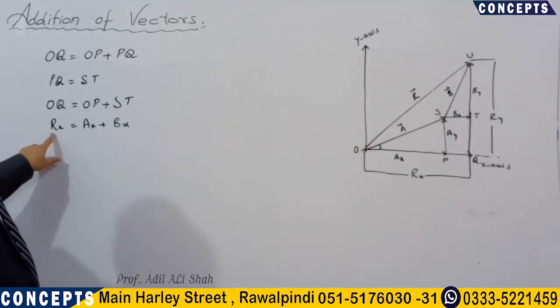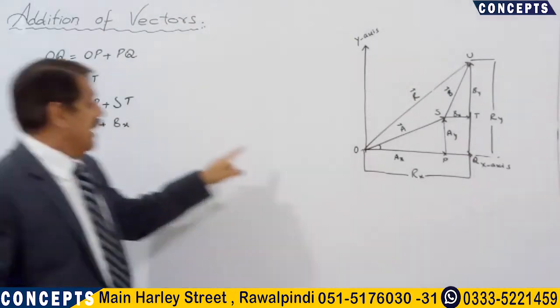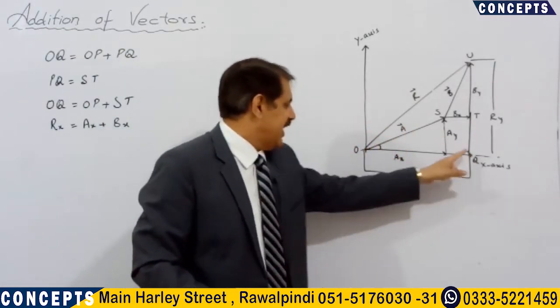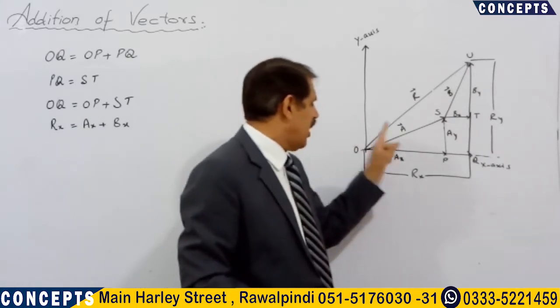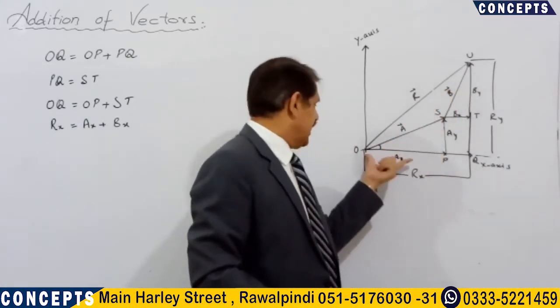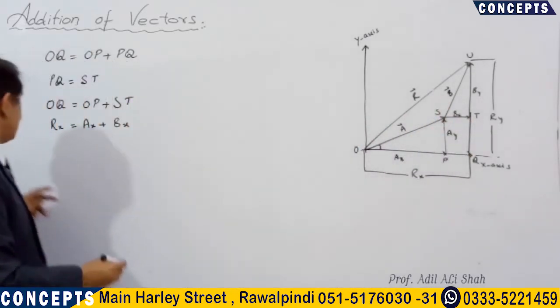This is Rx is equal to Ax plus Bx, which proves that the x component of the resultant vector is the sum of the magnitudes of the x components of the vectors to be added: vector A, Ax, and vector B, Bx.